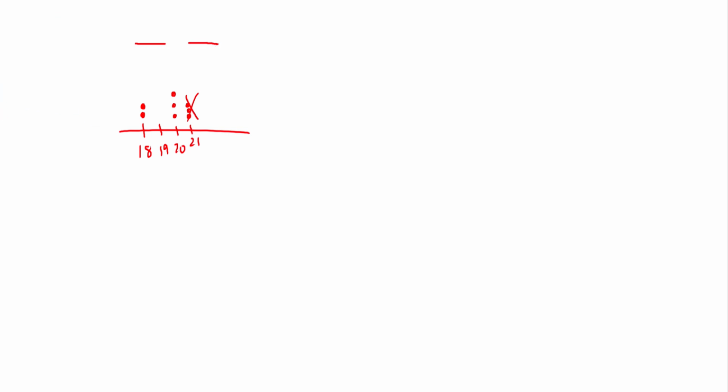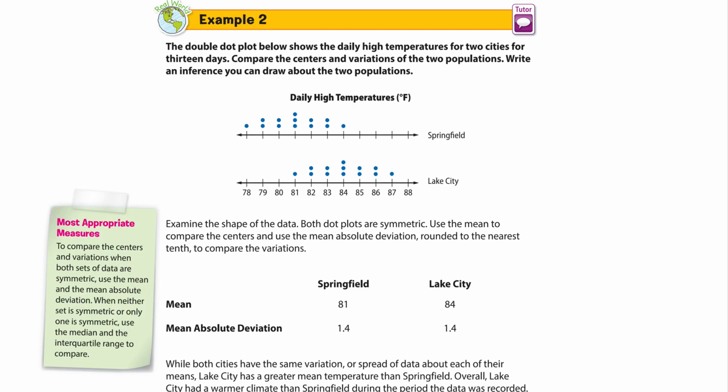Let's take a look at an example that's kind of worked out for us here. So this is example 2 from the notes file. So here we go, the double dot plot. So here we have a dot plot, here we have another one, but they are using the same number line. So even though there aren't any numbering up here, it's the same as what's down here. So it shows the daily high temperatures for 2 cities for 13 days. So this 13 right here, that should be how many dots there are. There should be 13 dots.